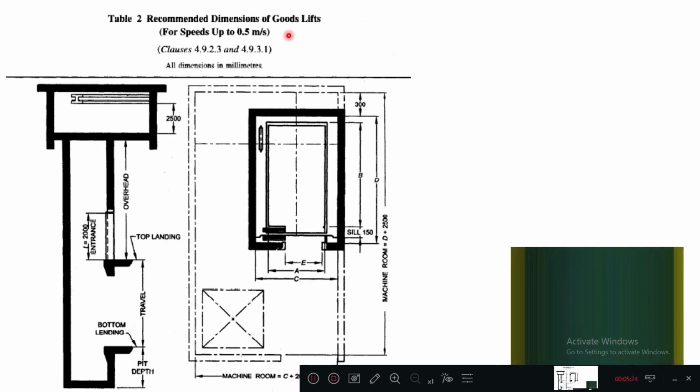Now the same type we can understand for the goods lift. The previous ones were passenger lift and service lift; here it is for the goods lift. Same type of cross section, same dimensions, A, C, E, B, D. A and B for car, C and D for lift well, E is for entrance. You can see the speed is up to 0.5 meter per second. This total is the machine room: machine room width, machine room depth, outside to outside for all things.